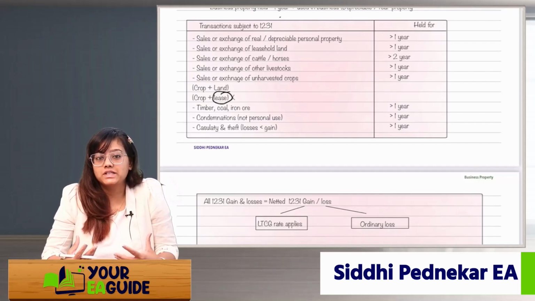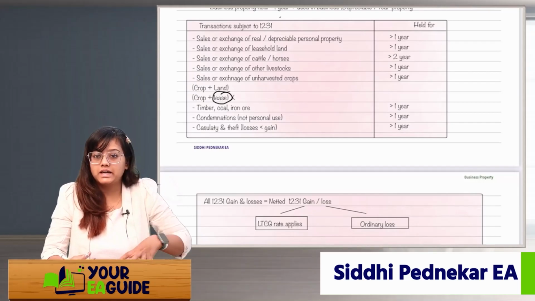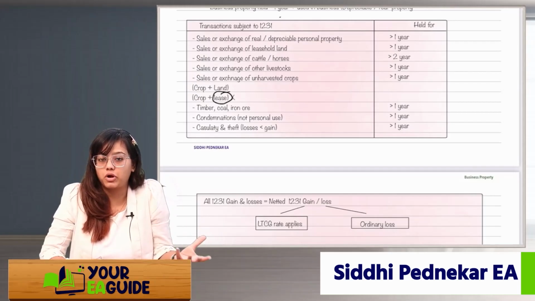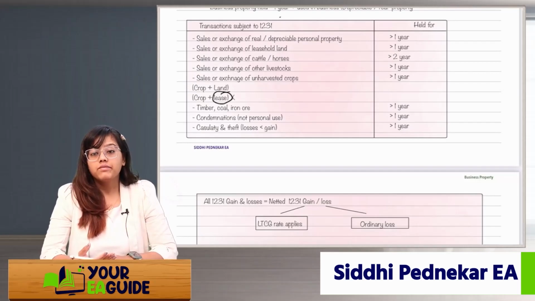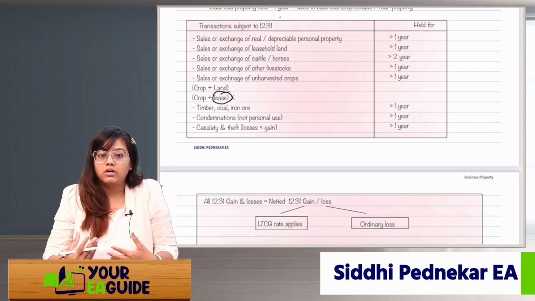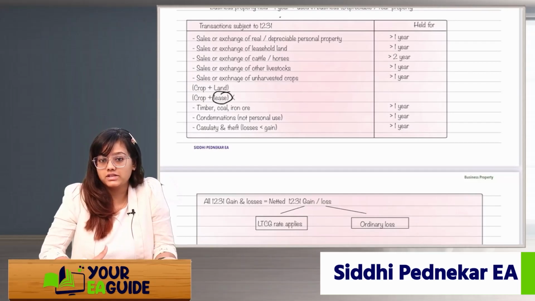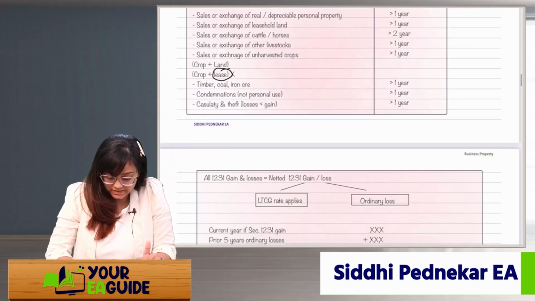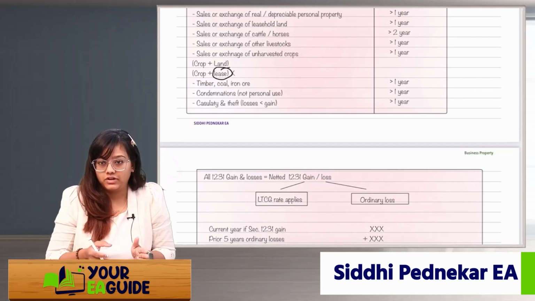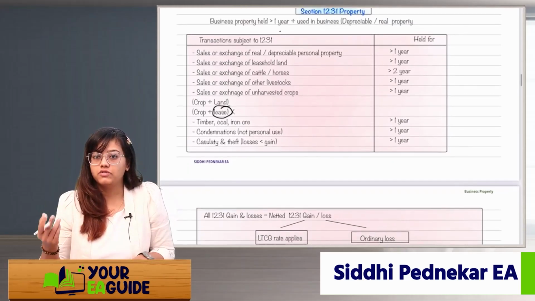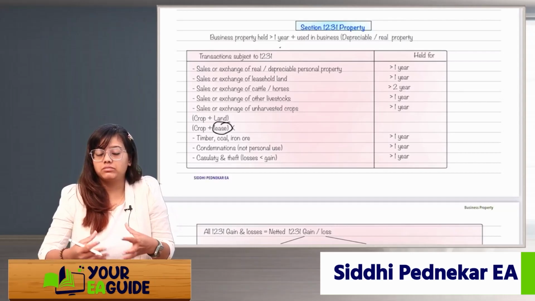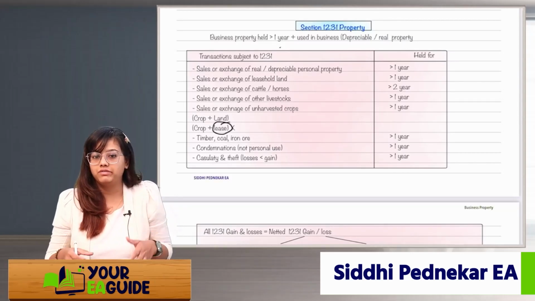Condemnation, like property not for personal use, which is condemned by the government or mandatorily acquired. Those kinds of property, if held for more than 1 year, will also be 1231 property. Casualty, theft, or if we have losses, in that case, if the gains are more than the losses in case of casualty and theft, then those types of property will also fall under 1231 property. So what is the intention to decide why it is 1231 property?